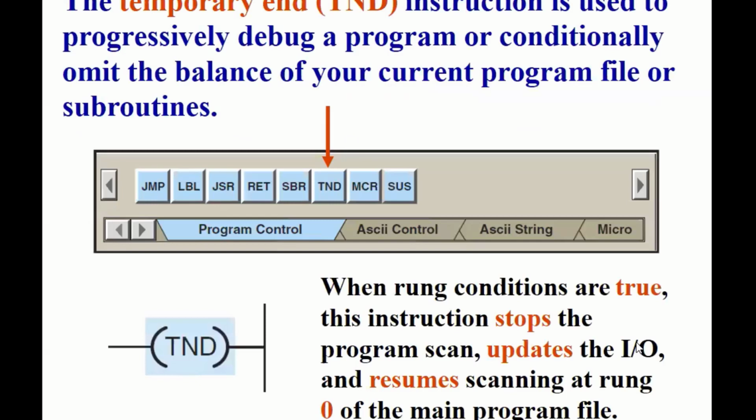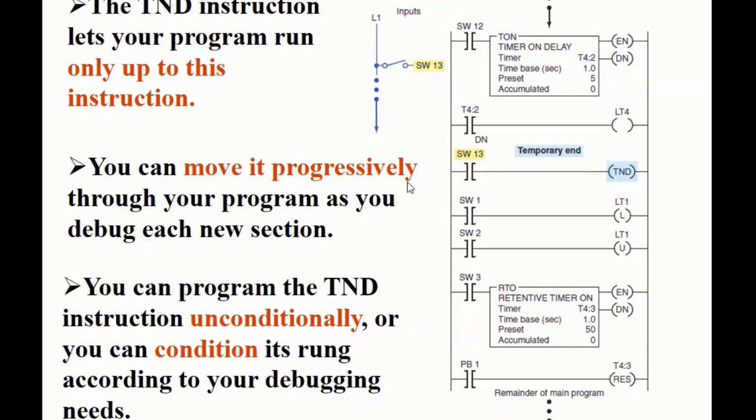All right, the temporary end instruction is used progressively to debug a program or conditionally omit the following parts of your current program file or routine. When the rung conditions are true, the instruction will stop the program scan, update the I/O, and resume scanning at rung 0 of the main program. So the TND instruction lets your program run only up to this instruction, right? And actually, it's a very powerful testing and diagnostic instruction. You can move it progressively through your program as you debug each section. So you can program the TND instruction unconditionally or conditionally according to your debugging needs.